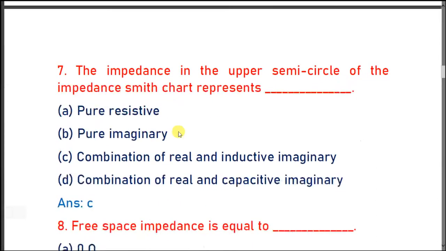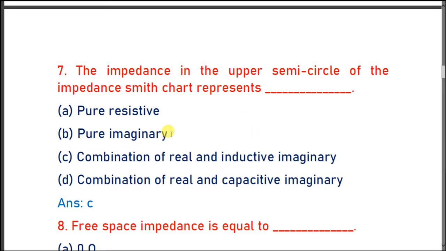Okay. Next, the impedance in the upper semicircle of the impedance Smith chart represents dash. So you have two types of chart. One is the impedance Smith chart and another is admittance. In the upper semicircle, the value of the load impedance is defined by R plus jX. Okay, that means real part plus imaginary part. So real part plus inductive part. So the answer is C. Combination of real as well as inductive imaginary. Okay, because in the upper semicircle, the inductance is represented by R plus j omega L, that is real plus imaginary part. So imaginary part is inductive part.